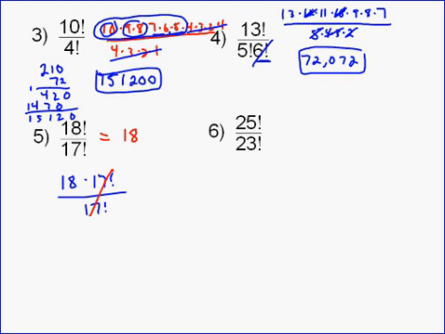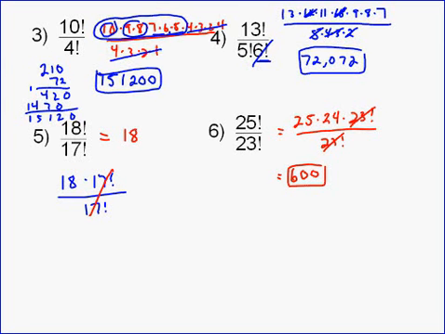Number 6 is very similar, except this time you've got 25 times 24 times 23 factorial, right? Because 25 factorial is counting down from 25, 23 factorial is counting down from 23. So this time I can cancel out the 23 factorials. So it's just going to be 25 times 24, which when you multiply those together, you get 600. And so it equals 600 when you divide 25 factorial over 23 factorial.